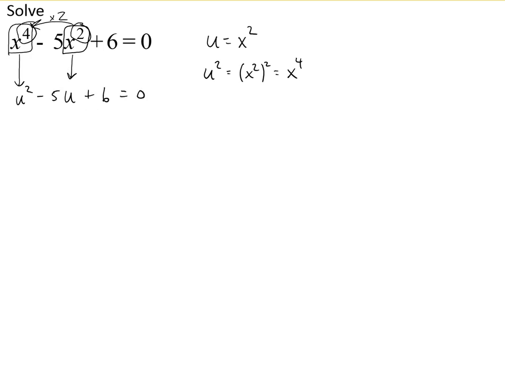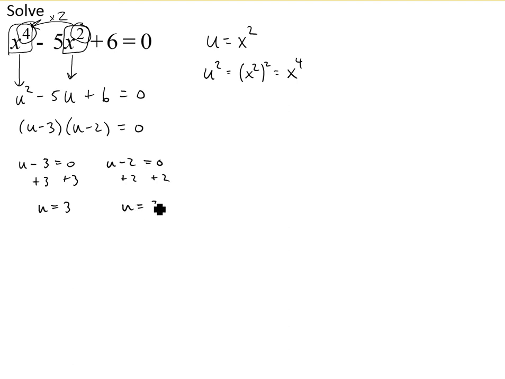Now making that substitution, we see that we end up with a quadratic equation. And so we can solve that either by factoring or by the quadratic formula if we have to. And that's the real benefit of making the substitutions, that we have all those tools available to solve quadratic equations. So this one can be factored. It would be u minus 3 times u minus 2. And then set each of these factors equal to 0 and solve. So we get u equals 3, or u equals 2.